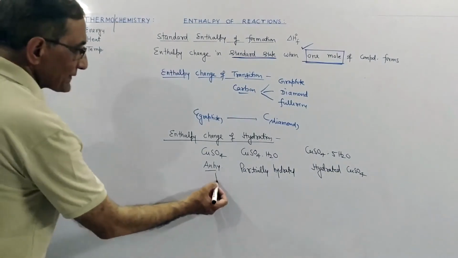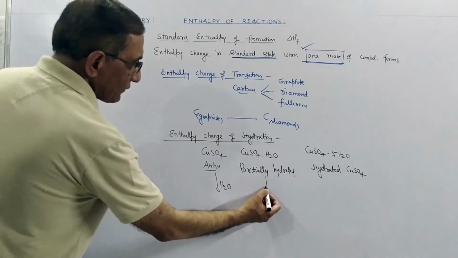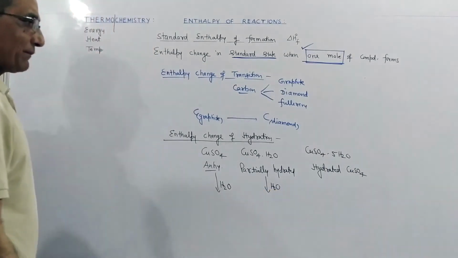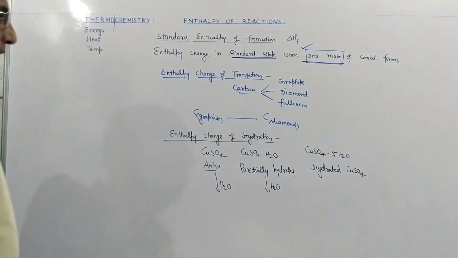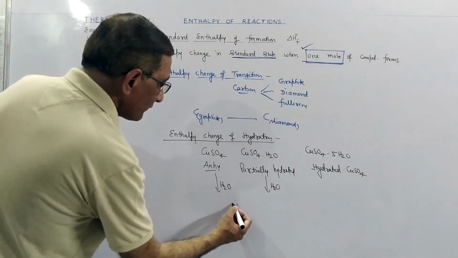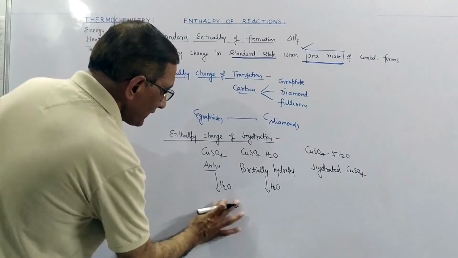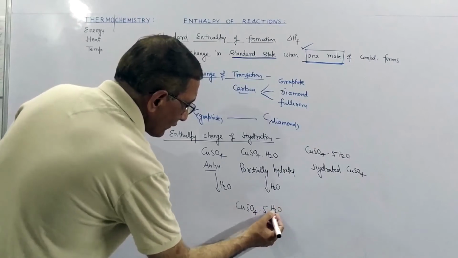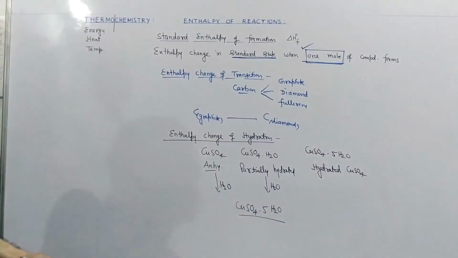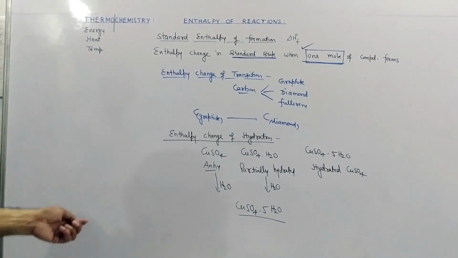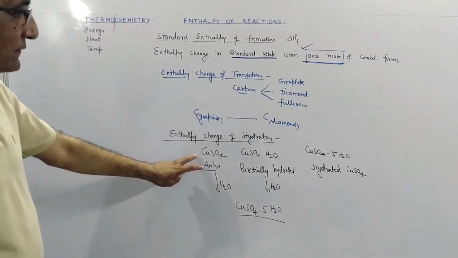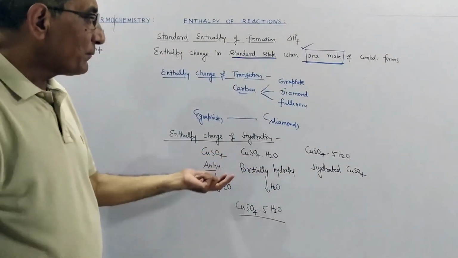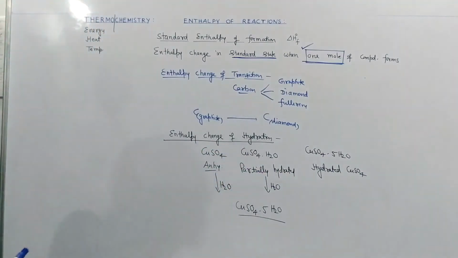If we dissolve this copper sulfate, or partially hydrated copper sulfate, in water, both of these will get converted into copper sulfate dot 5H2O. Now you can understand the meaning of this heading. Enthalpy change of hydration is the enthalpy change when 1 mole of anhydrous substance or partially hydrated compound changes into its hydrated salt. So this is called enthalpy change of hydration.